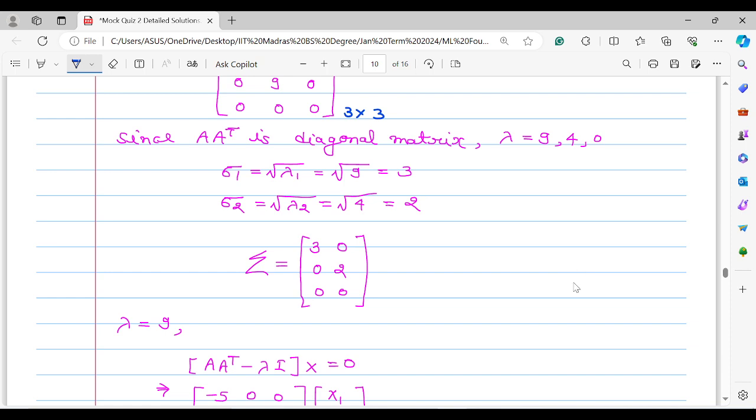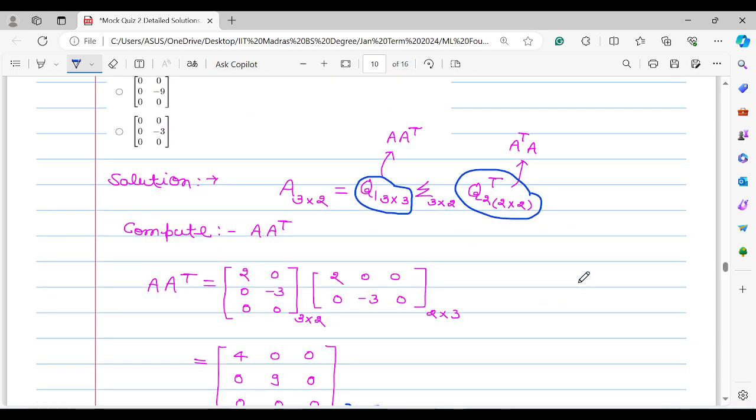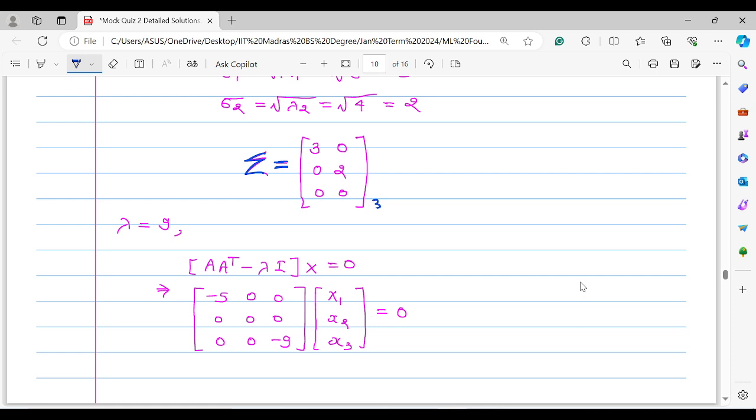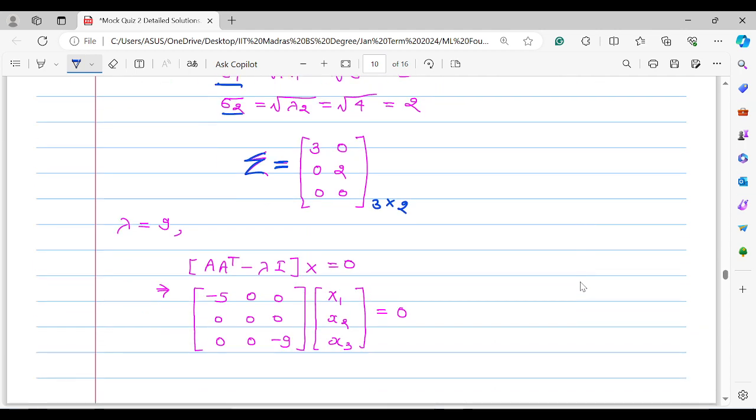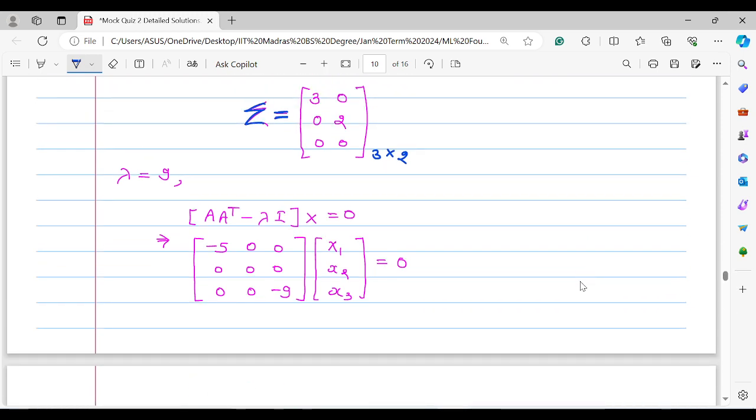So our sigma is 3 cross 2, because sigma is a 3 cross 2 matrix. All along the diagonal we will write these singular values, 3 and 2. And for lambda equal to 9, we will calculate the corresponding eigenvector for A transpose.